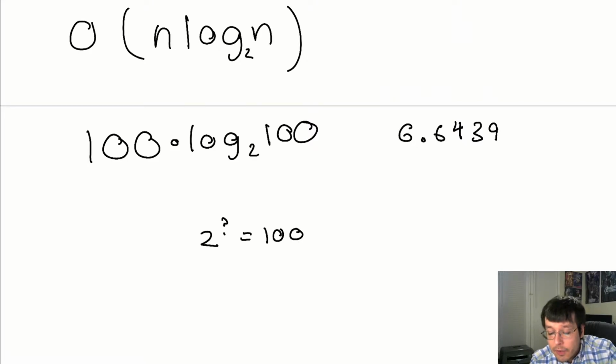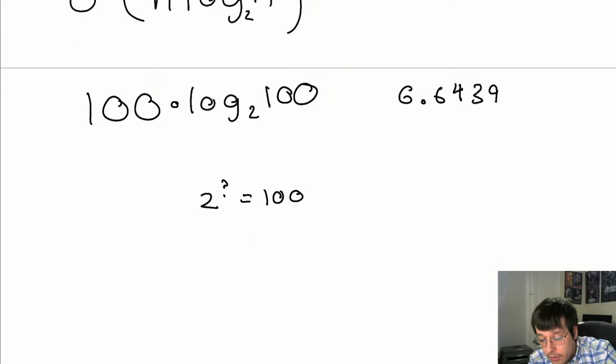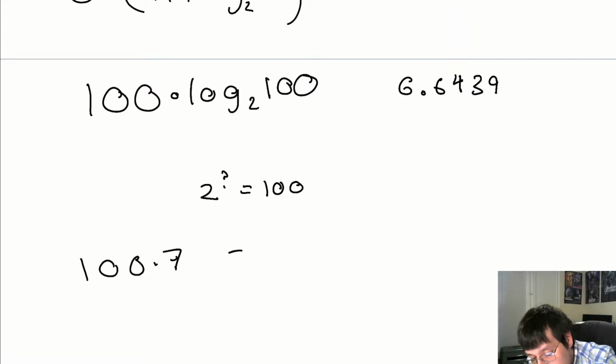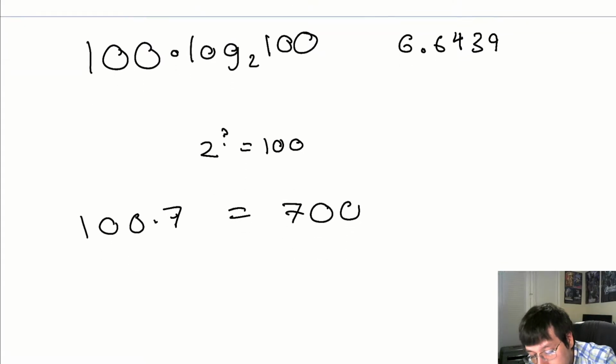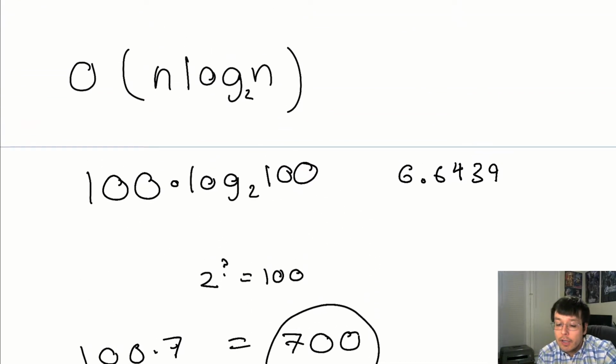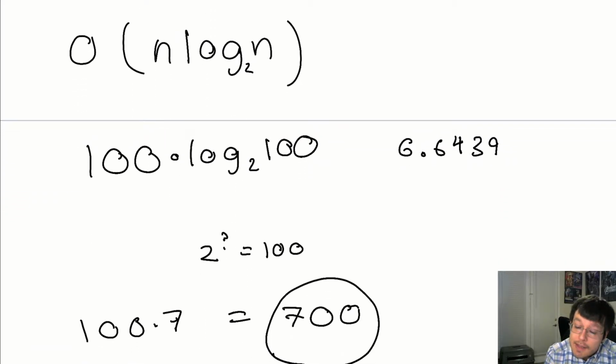What this really means for us is we just kind of round up, so we just say 7. And so ultimately, we are going to basically say that 100 times 7 is equal to 700. So approximately, this is going to take about 700 comparisons to sort a list of size 100 in this algorithm.